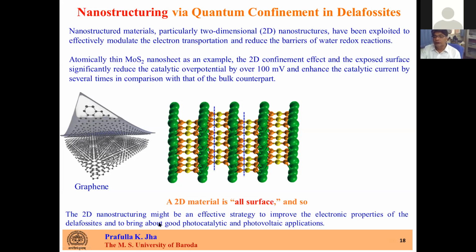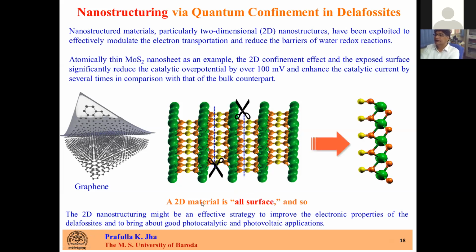The 2D nano form might be an effective strategy to improve the electronic properties of Delafossites and to bring about good photocatalytic and good photovoltaic abilities. And this is our assumption, right? So as I said, you can cut like this, and this will be the two-dimensional.